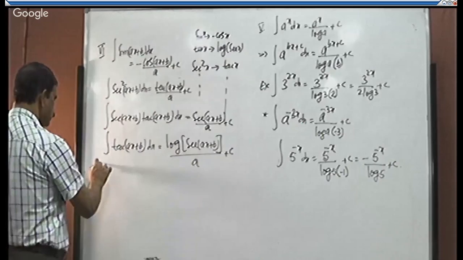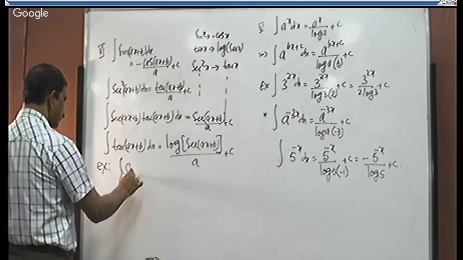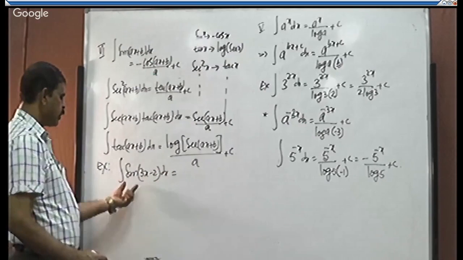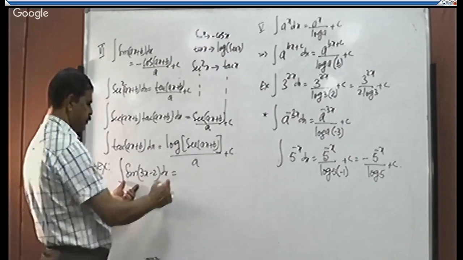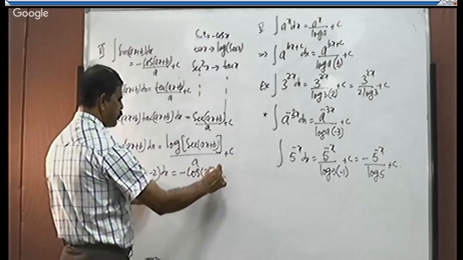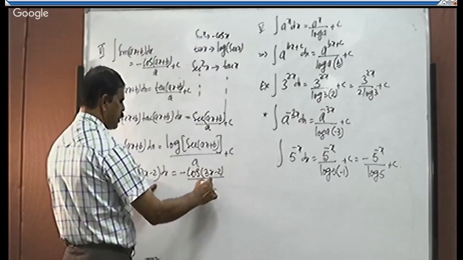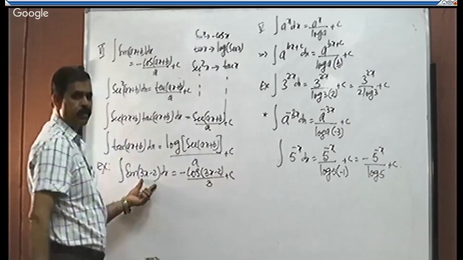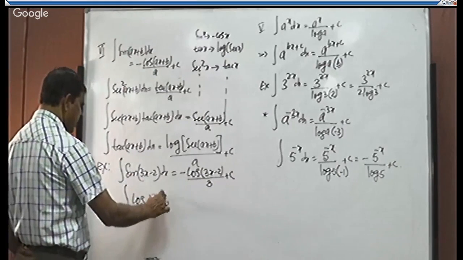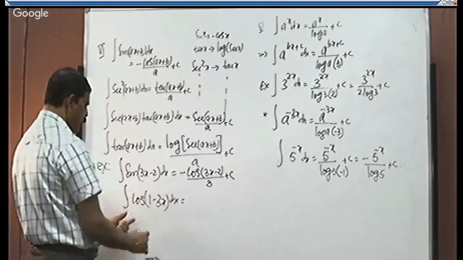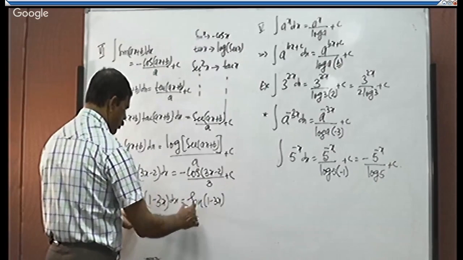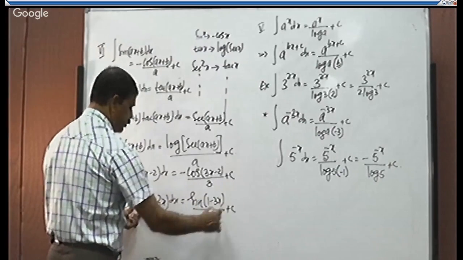See the examples. Integration of sine 3x minus 2. What is the answer? For integration of sine x is minus cos x, right? Minus cos of, in place of x, we have to write 3x minus 2, divided by what? Divided by x coefficient 3 plus c. Integration of cos of 1 minus 3x dx is what? For cos, it is sine of 1 minus 3x divided by minus 3 plus c.